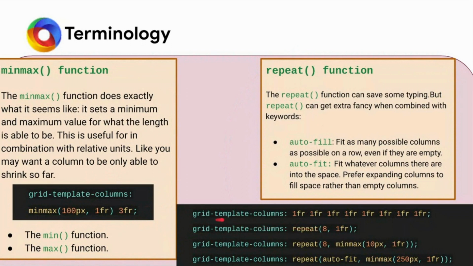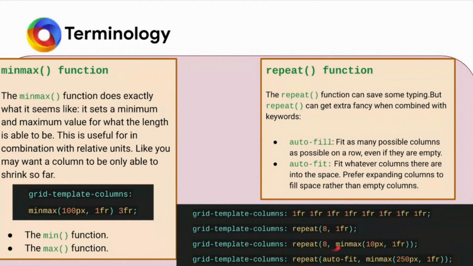Suppose I have created a grid with 8 different columns: 1 FR, 1 FR, 1 FR, 1 FR, and so on, 8 times. What exactly can I do? I can optimize it using repeat 8, 1 FR. So what exactly will it do? It will repeat this 1FR 8 times. It is just telling that this one fractional unit would be repeated 8 times, so 8 grid columns should automatically be created.